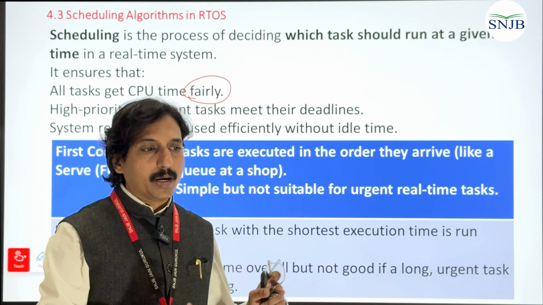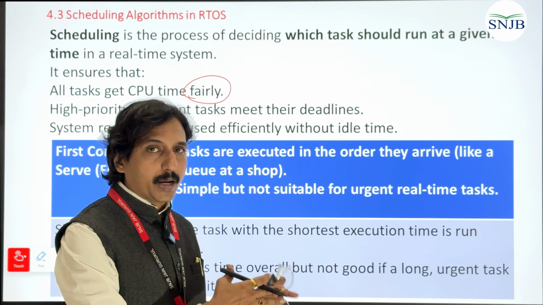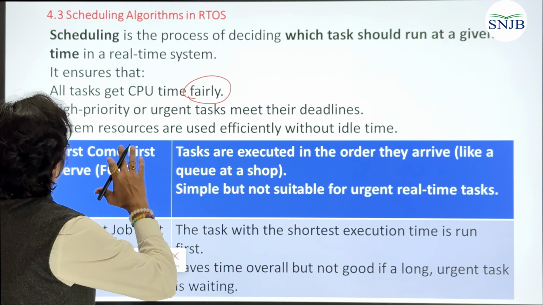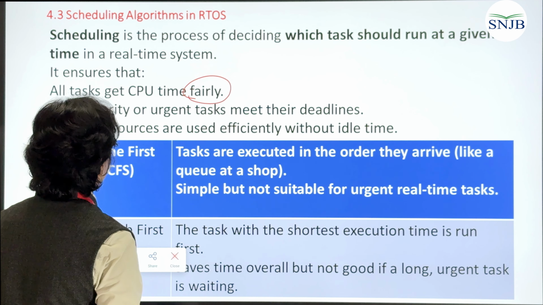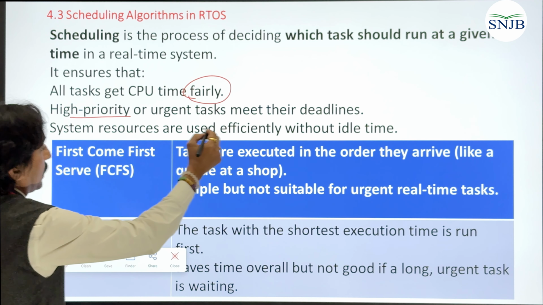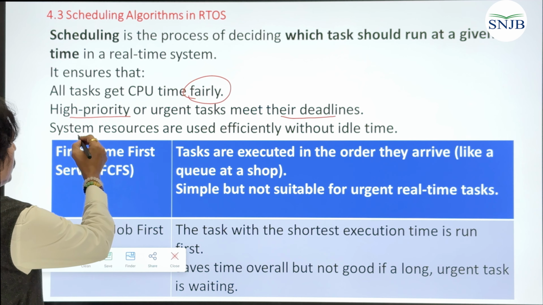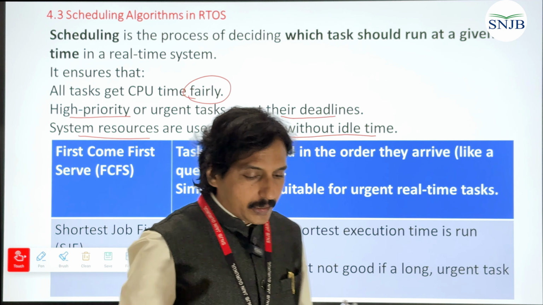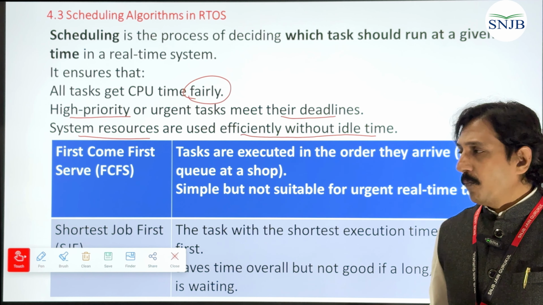It should not happen that a particular task is in a waiting state for a longer duration and its work becomes incomplete. That's why our algorithms are there, which can be utilized for fair CPU time. High priority and urgent tasks meet their deadline. This is also its priority. System resources are used efficiently without idle time. So these are some of the constraints that our scheduler should follow.